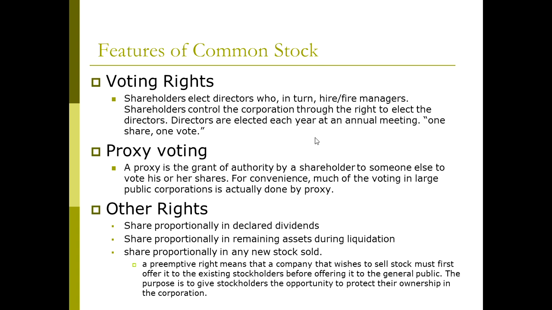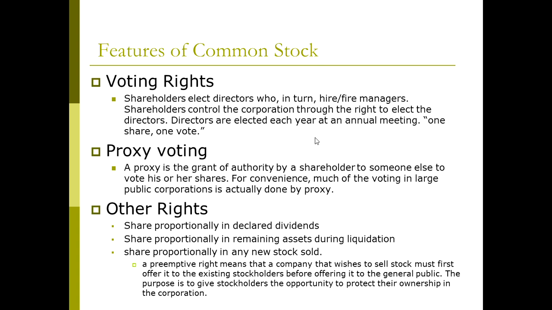Okay? Much of the voting in large public corporations is actually done by proxy, because a lot of the small shareholders don't really want to go to the annual meeting to vote their small shares, right? But if you have one voter who is collecting all the voting powers of many small voters, you can pull them together. Then it will be worth the trip to go to the meeting and cast a vote.